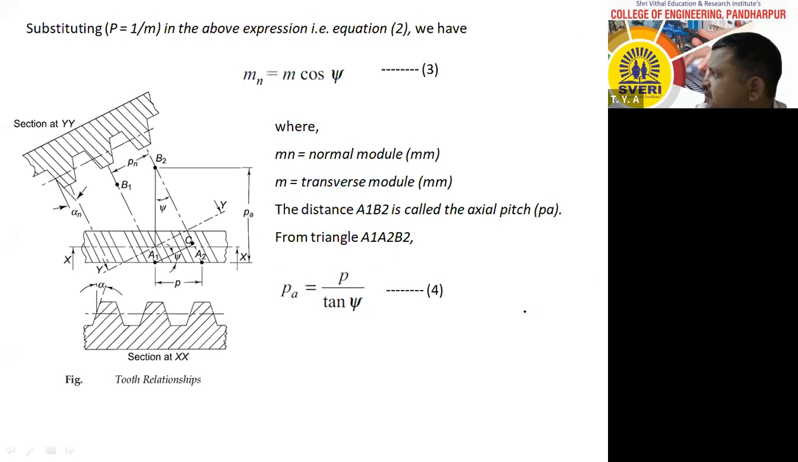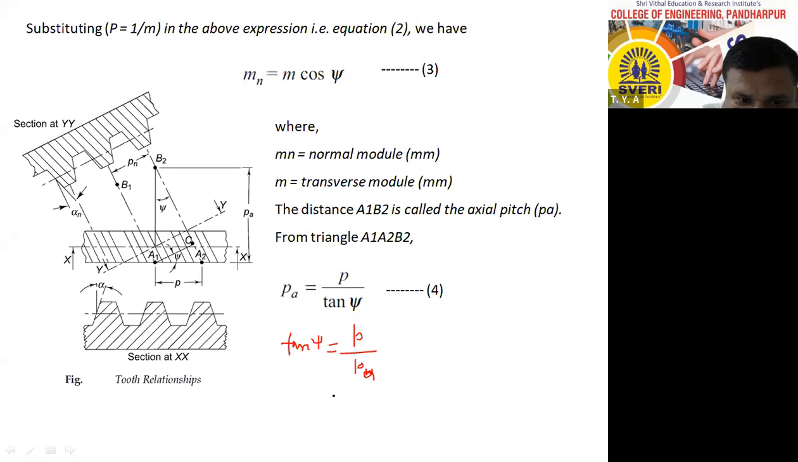Now this equation they are obtained from the triangle A1, A2, B2. A1, A2, B2 हा triangle बघायचा. Therefore, if you will take tan psi काय येणार? A1C divided by A1B2. A1C म्हणजे काय? P divided by PA is equal to tan psi. मग PA is equal to काय येणार? P upon tan psi. Still students are not understanding, tan psi is equal to P divided by PA.